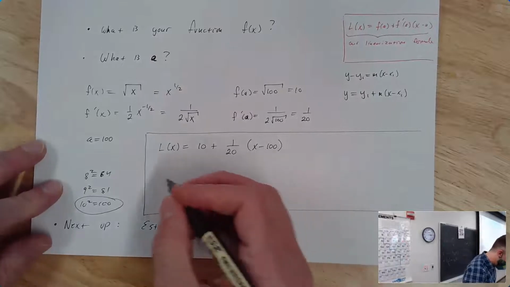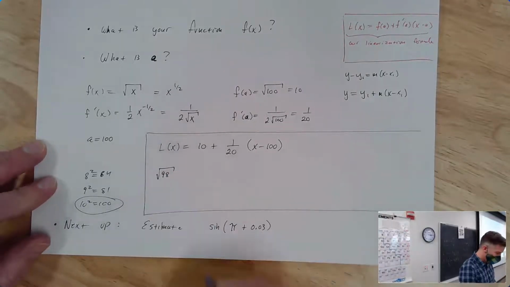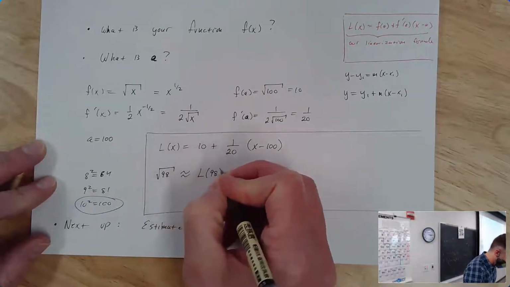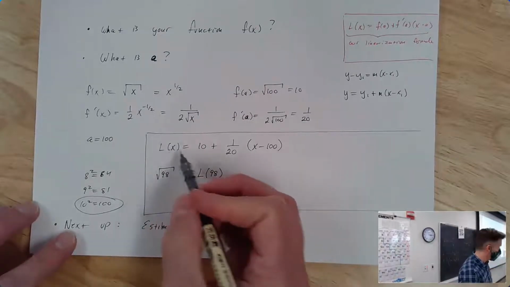So now if we want to estimate the square root of 98, that's going to be approximately the linearization at 98. That's the whole point of doing this. We're just going to take 98 and throw it into that formula there.